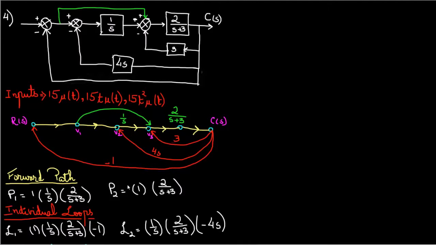Hello everyone, I'll be doing problem 4 from Controls Homework. For this problem, we are given a block diagram for which we need to condense it and find the steady state error for the system. To do this, we are given inputs. We have step, ramp, and parabola for our inputs.